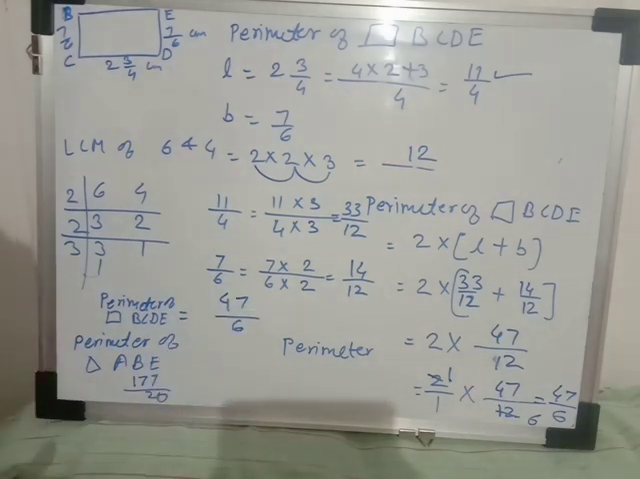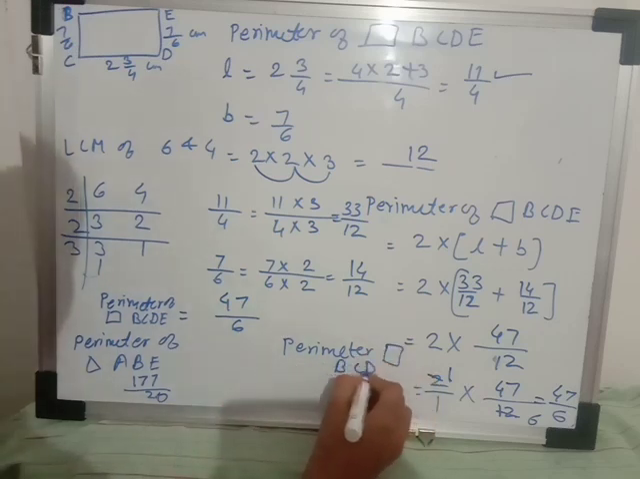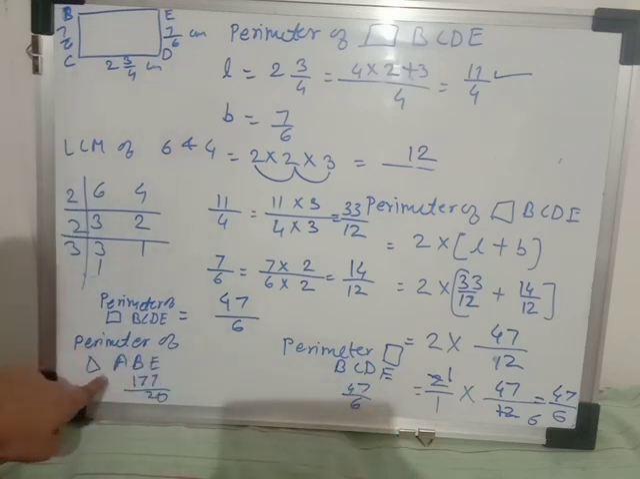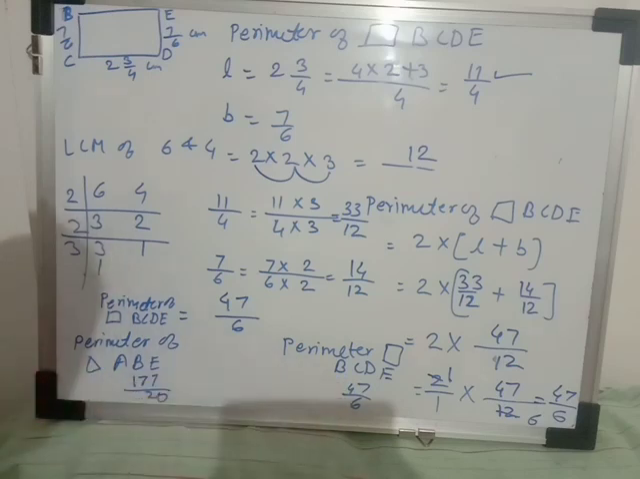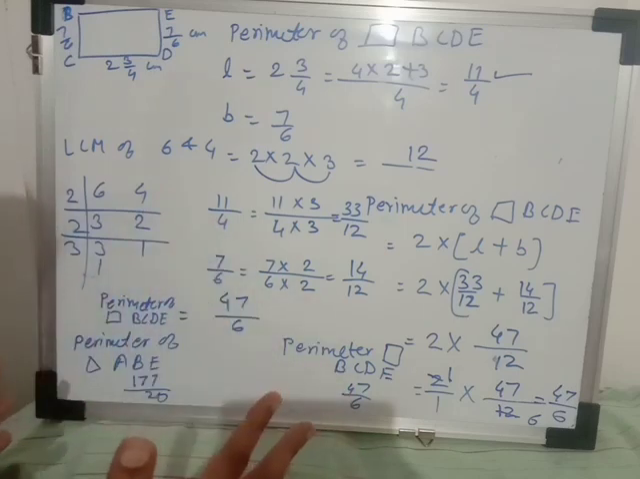Okay, and now we got the perimeter of both the figures. Now we have to decide which one is the greater one. Perimeter of triangle ABE is 177 upon 20, and perimeter of rectangle BCDE is 47 upon 6. Now students, we have to decide which one is greater. So for that we have to do a comparison. When we are doing the comparison, we have to make their denominators equal again. So that is the third step. In this question we have to do 3 steps to get the answer.